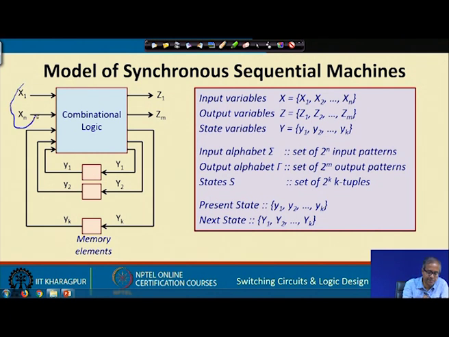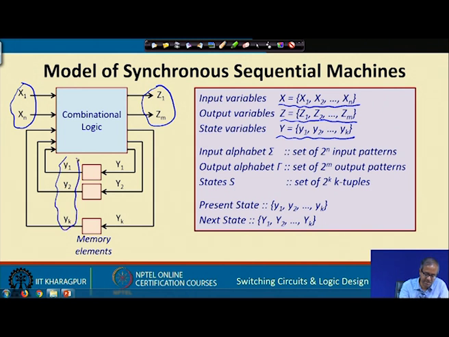There are n input lines, let us say the input variables are x 1 to x n. There are m output lines, z 1 to z m. There are memory elements or flip flops, these are flip flops. There are k number of flip flops. So, I am saying that there are k number of state variables which are small y 1 to small y k, these are called state variables.